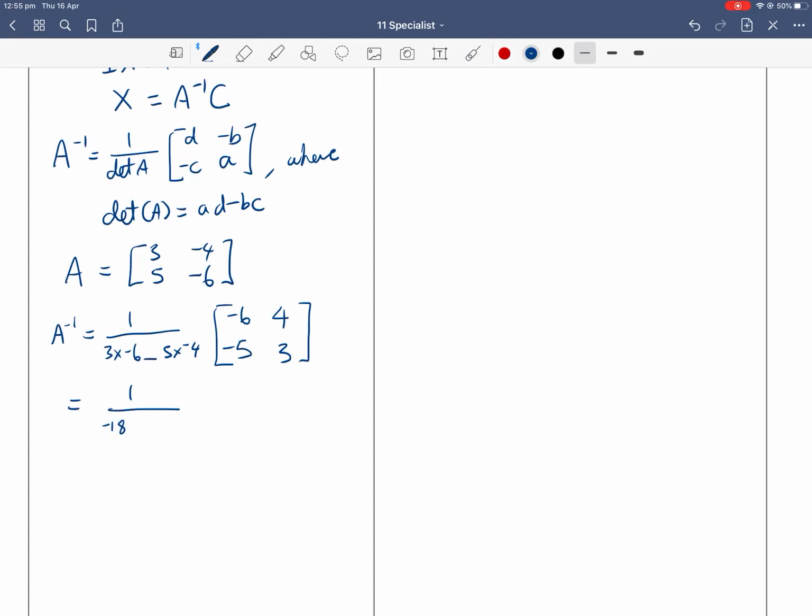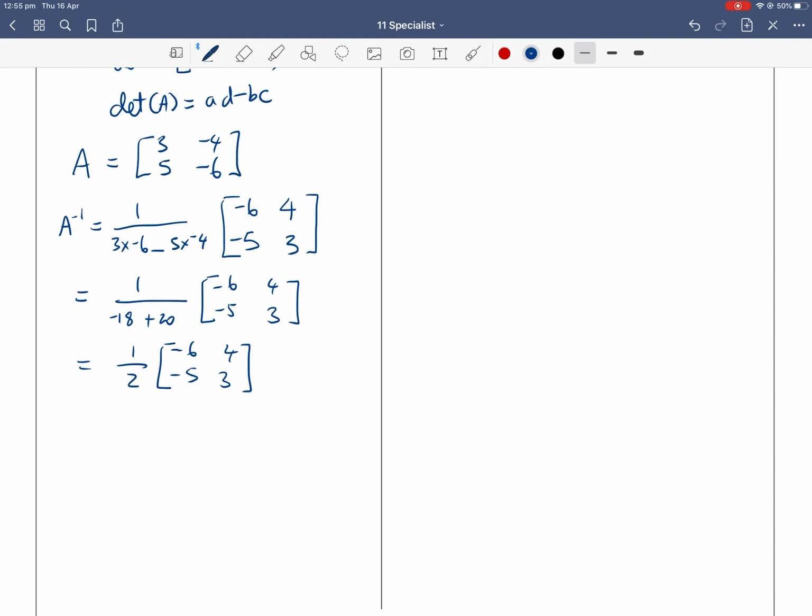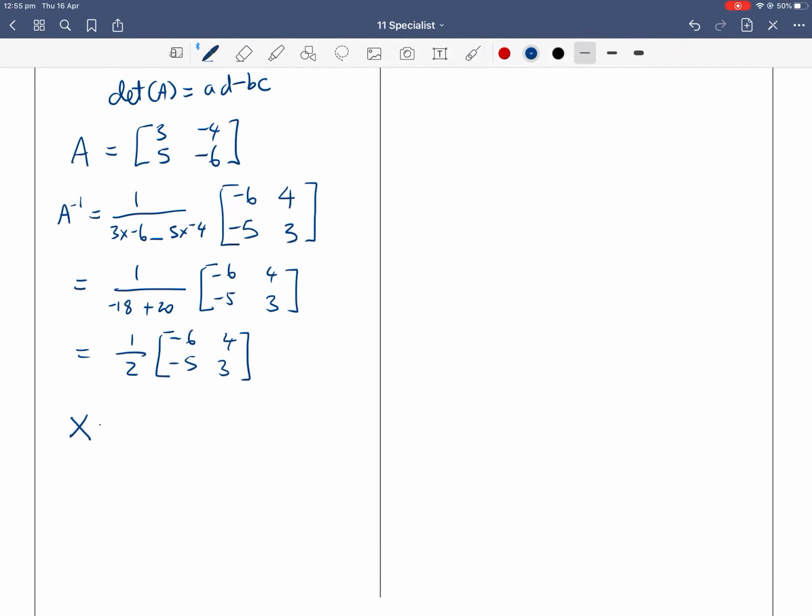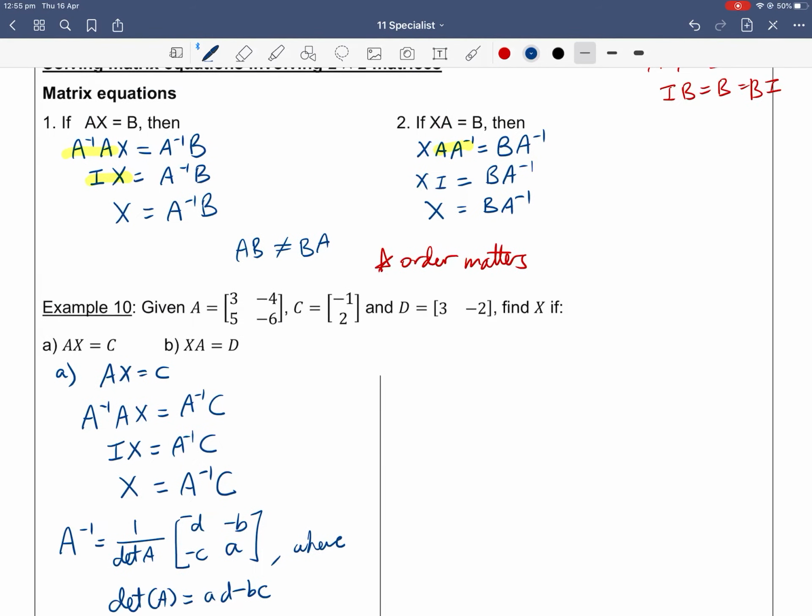Okay, let's simplify that fraction over there. So 3 times negative 6 is negative 18, plus 20, so that's negative 6, negative 5, 4, and 3. So half outside of negative 6, negative 5, 4, and 3. So that's A inverse. So to work out X, it's A inverse C. So let's work out what X is. So X is A inverse times C. A inverse is half negative 6, negative 5, 4, 3 times C.